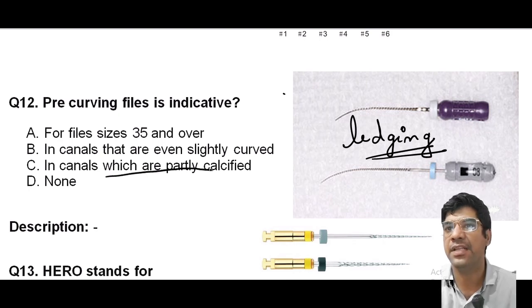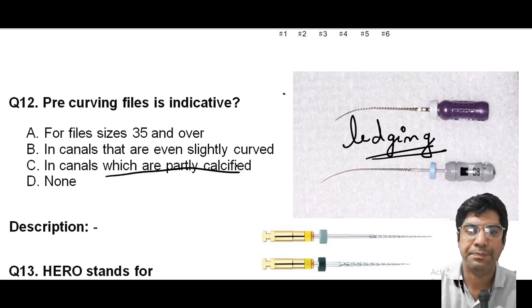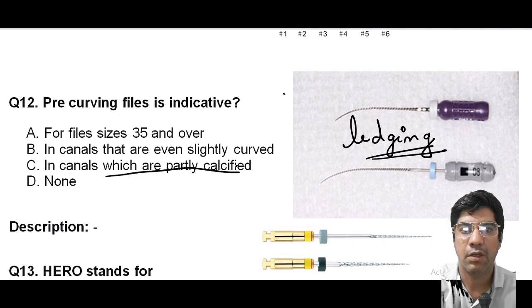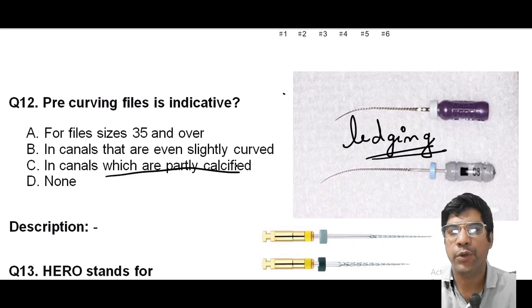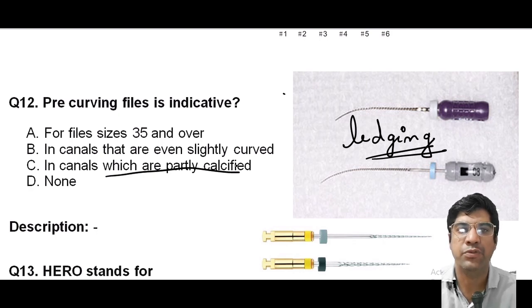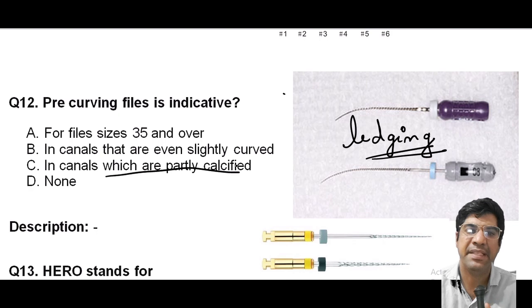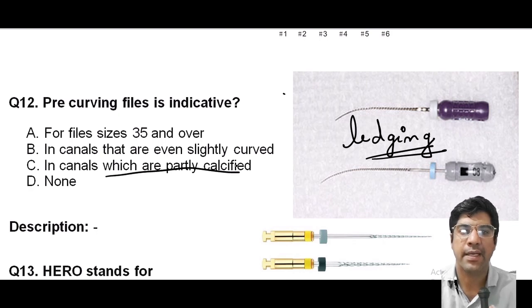Next option is canals which are partially calcified. In this case, I would recommend using other files like C files. They are generally used in endodontics with calcifications. They have a non-cutting tip and can be more flexible. While dealing with a tooth that has a calcified canal, first of all, you should review the patient history, clinical examination and diagnostic imaging like X-ray and CBCT scan. We need to get a clear understanding of the extent and location of the calcification.